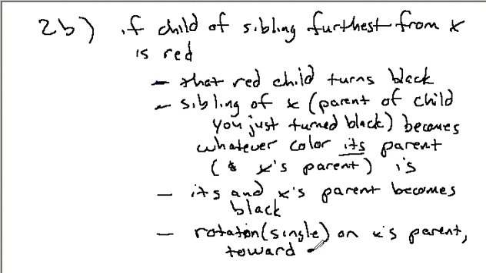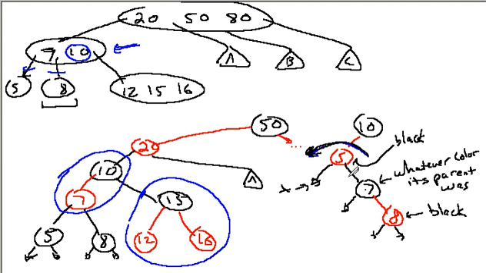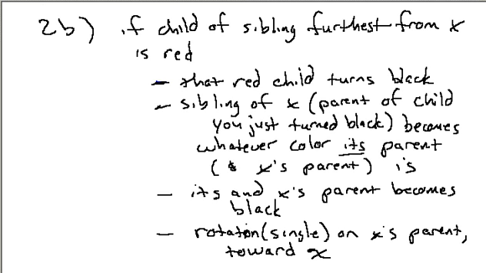toward X. And when we write this all out, it just seems a lot more complicated than it really is. All we've done here is we just changed the colors here. This became black, this became whatever its parent was, this became black, and then we do a rotation here, and we adjust it to this picture. And the wording has to be complicated to cover the more general case of the mirror image as well. But that's the situation here. So that's 2b.